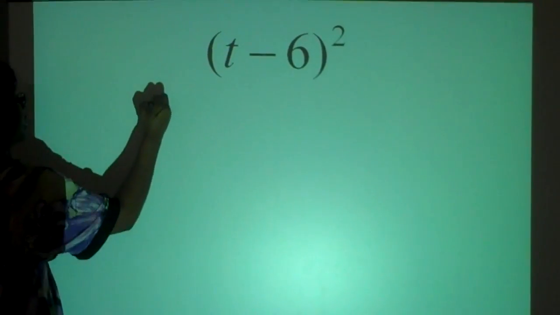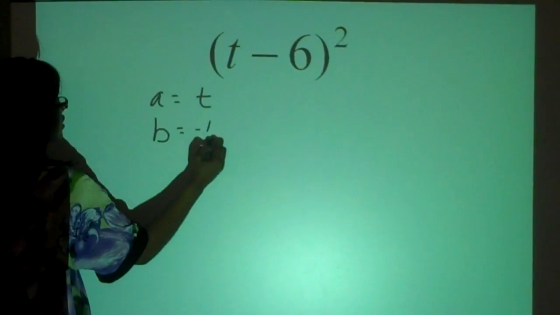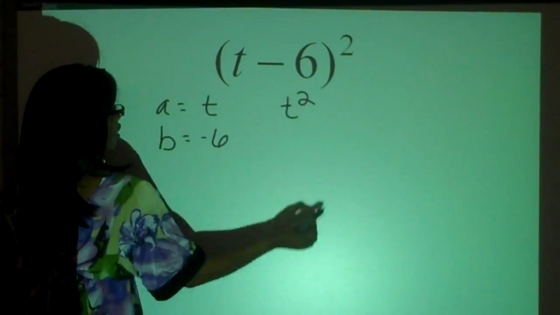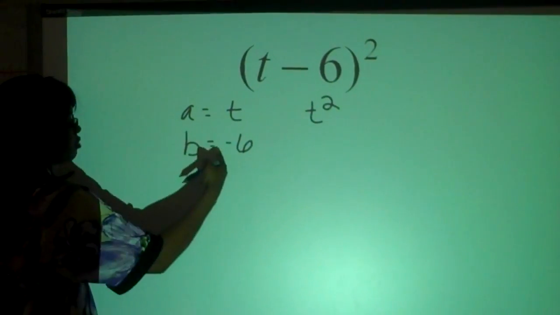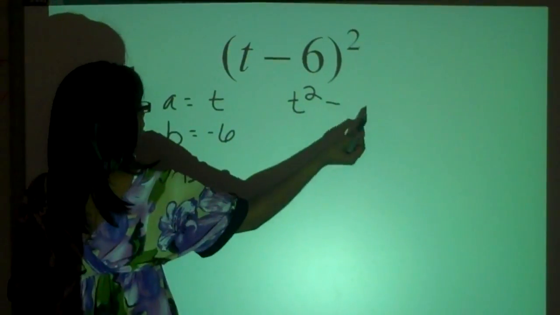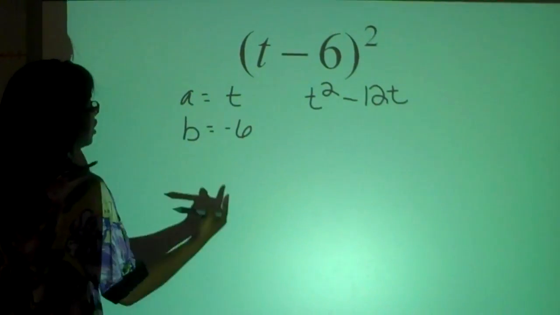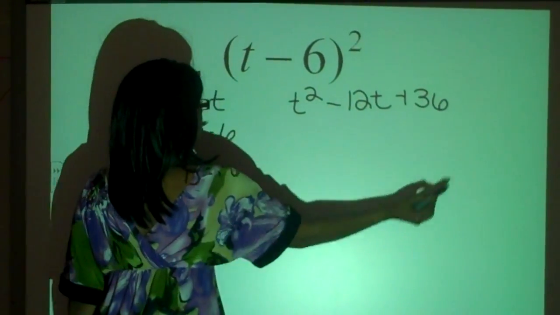Next problem. Your a is t. Your b is -6. So you want to square a, that's going to be t squared. You want to multiply these two times 2. 2 times -6 is -12t. And then -6 squared is +36.